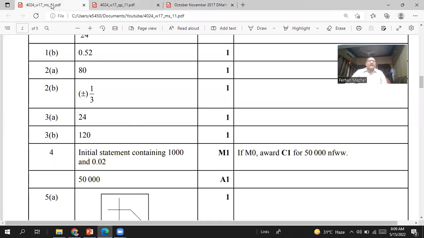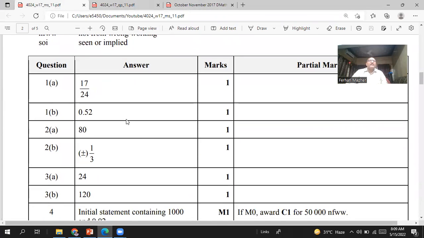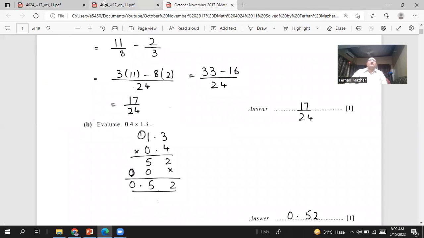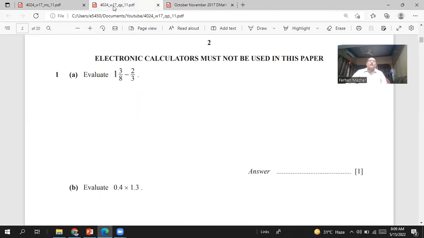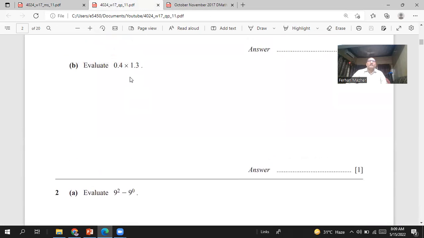So let's check from the marking scheme. From the marking scheme, 17 by 24 is the right answer, sir. Okay, so let's go to the next question. The next question is coming up on your screen.